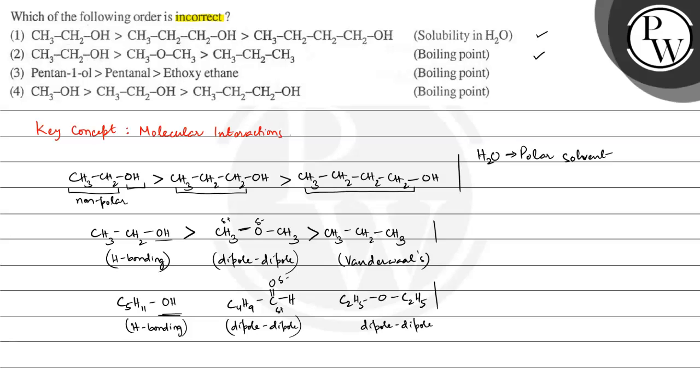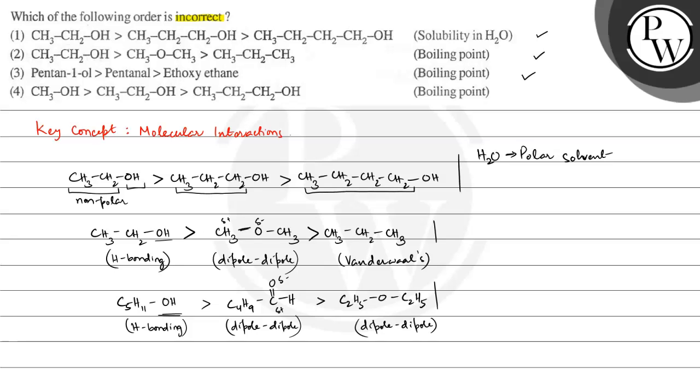But look at the ethoxyethane compound. यहाँ पर सिर्फ एक carbon के पास oxygen present है, बट यहाँ पर जो oxygen है वो दोनों carbon के साथ attach हुआ है. सो यहाँ पर dipole-dipole interaction जो है वो कम होगा. So this compound will be having lesser boiling point than pentanal, and pentanal will be having a lesser boiling point than pentanol because यहाँ पर hydrogen bonding present है. So this is also a correct option.